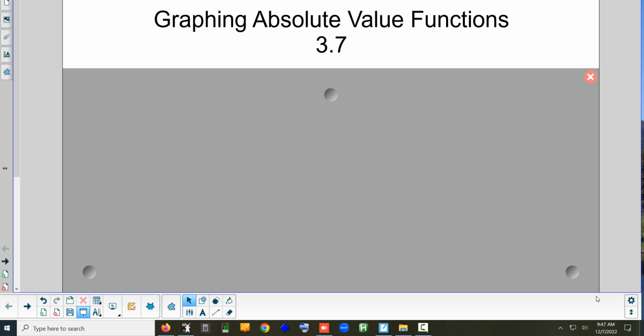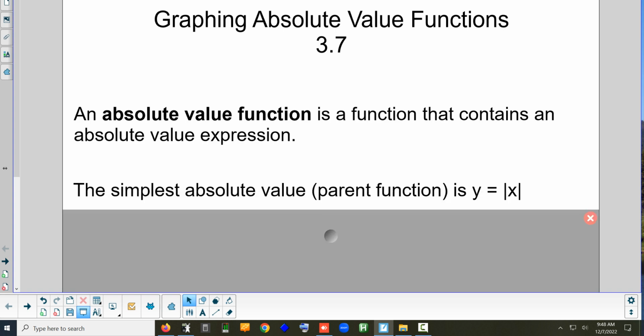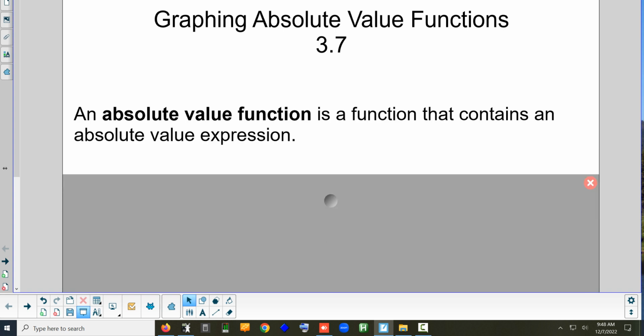Does anybody remember what the symbol looks like for absolute value? Yeah, 2 vertical bars. So the first thing on your guided notes, it says, and then there's a blank. So an absolute value function is a function that contains an absolute value expression.